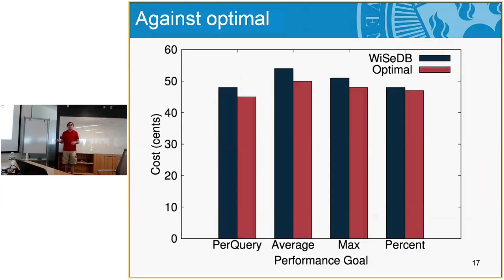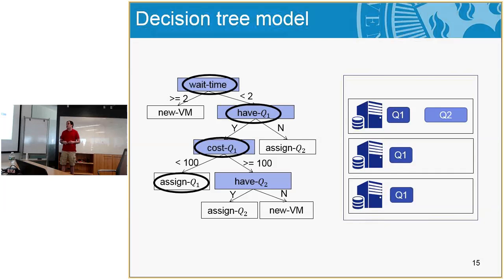I just heard that you generate multiple decision trees, is that right? So if your performance goal changes, like say your application says, oh, I told you I wanted this in 3 minutes, but I actually don't need it for 4 minutes. If there's a change to the performance goal, then you have to retrain the decision tree.